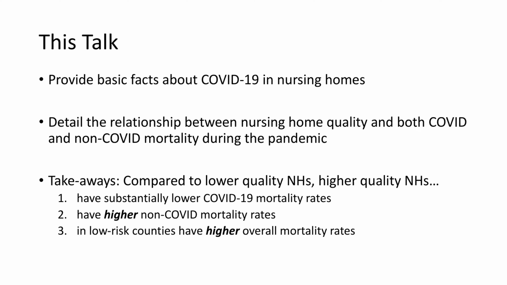Now, this second relationship, surprisingly, is driven by nursing homes that are in areas where the risk of COVID-19 is fairly low. And the relationship actually is so strong that compared to lower quality nursing homes, higher quality nursing homes in low risk counties have a higher overall mortality rate. And we think that leads to a pretty clear policy recommendation, which is that some of these restrictions about visitors coming into the home and isolating patients need to be relaxed in more low risk places.